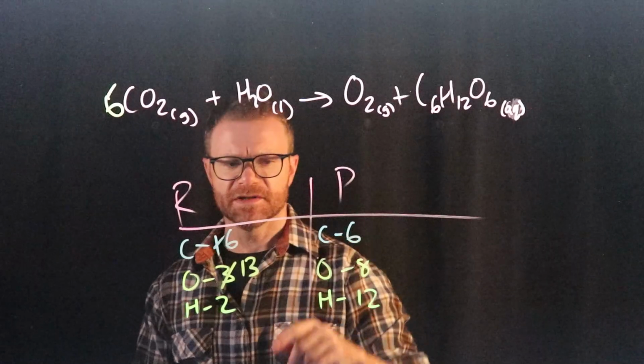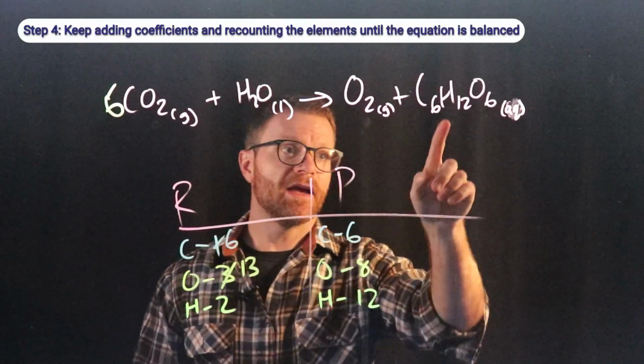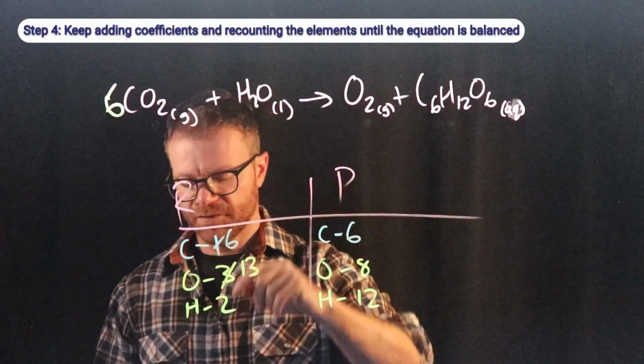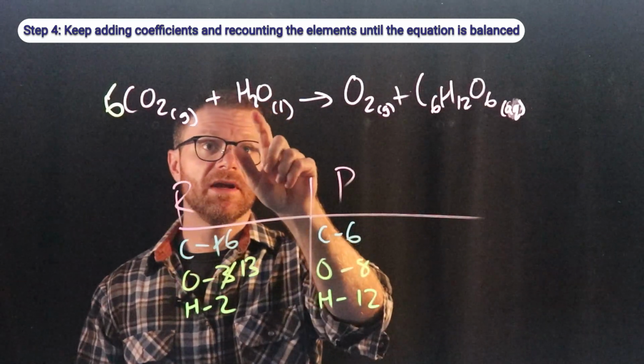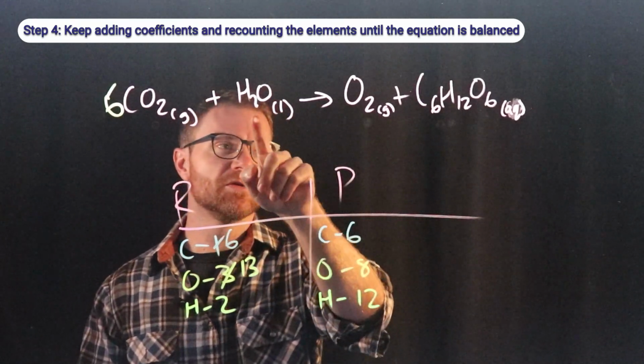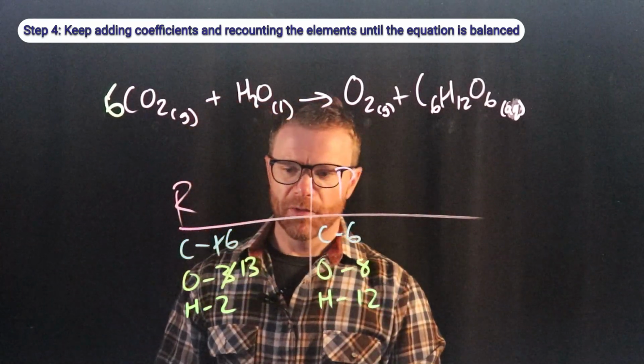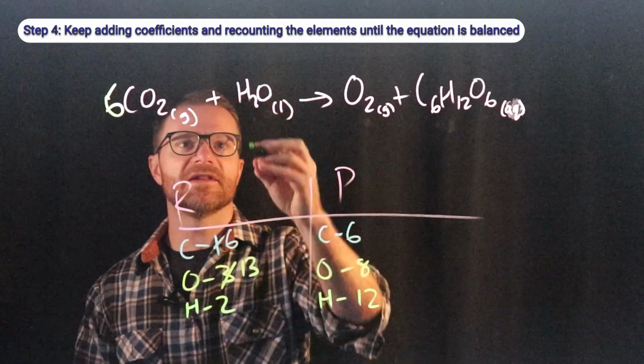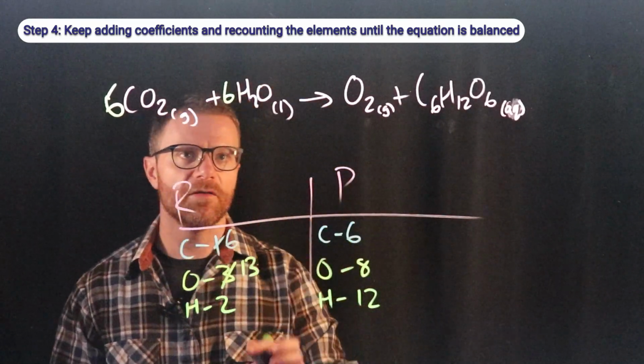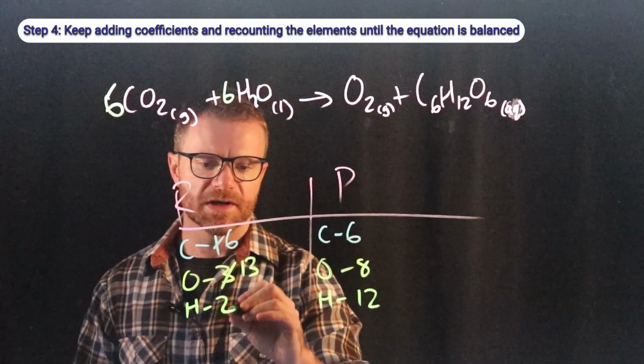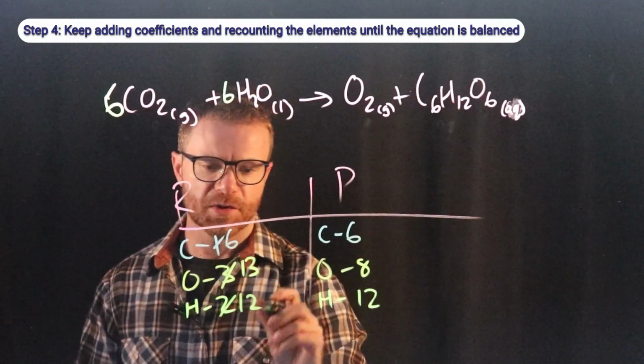Let's do our hydrogens next. So I have 12 in my reactants. I have 2 in my products. How many groups of 2 do I need to get 12? Well, that's just a simple math problem. I'm going to need 6 groups of 2 to get 12. So 6 times 2 is going to give me 12 hydrogens, which is perfect.